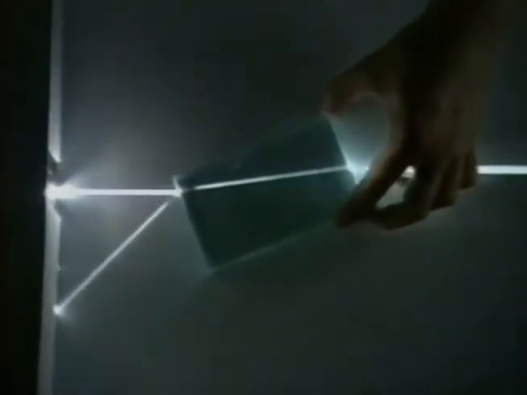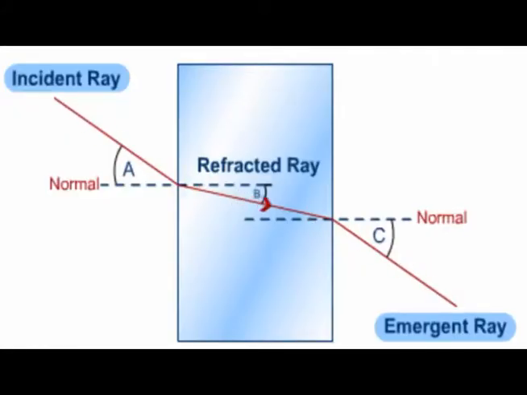Here we can see a ray of light being refracted as it passes through a glass block. The diagram shows clearly what happens to the direction of the ray of light as it goes through the glass block.